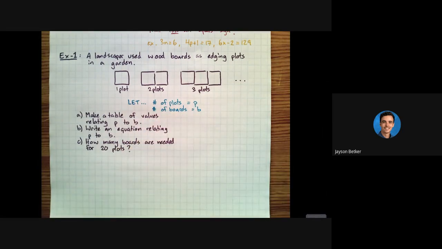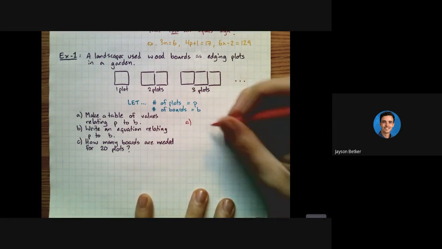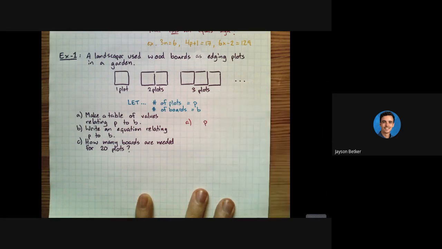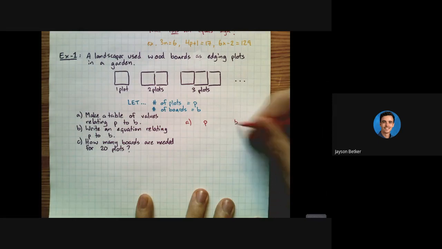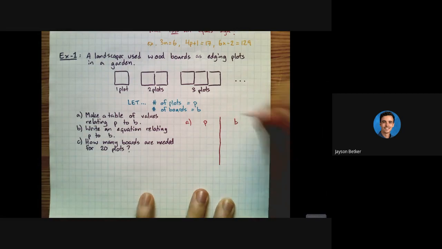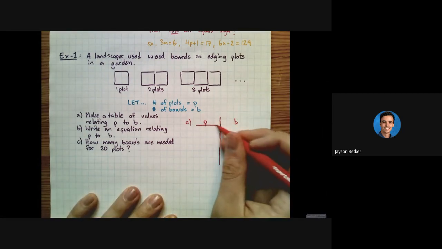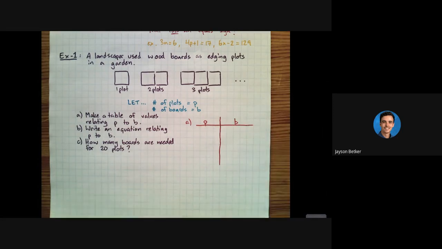So let's get started. Part A, let's make the table. Make the table, we can make it over to the right here. A. We'll do number of plots, so that'll be P. And we'll have the number of boards, which will be B. And we will separate them like that with maybe the least straight line of all time. And there we go. And we will say that the relationship is between the number of boards and plots.